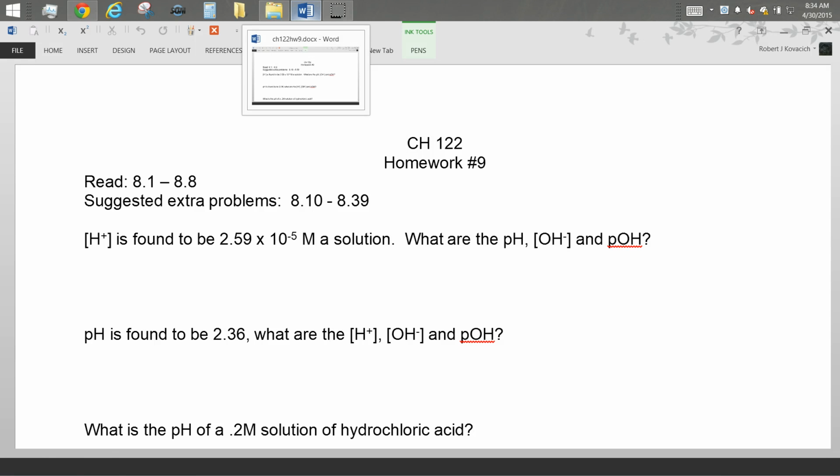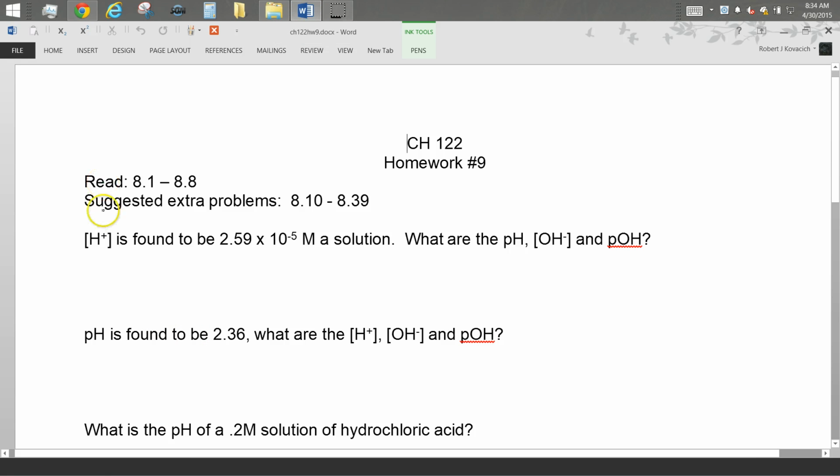Okay, let's calculate these acid base units. So I've got some hydrogen ion, and here's my concentration. Can you tell me about what the pH is, just looking at this number without doing any calculation?